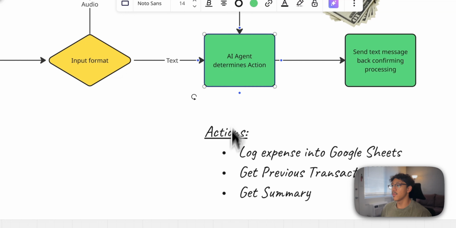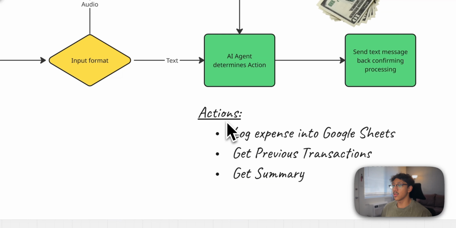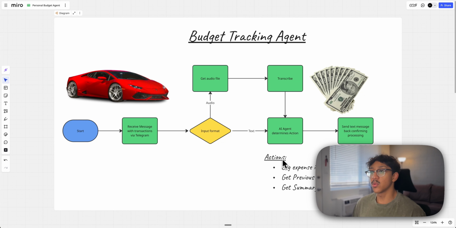So the agent's going to then determine the actions, and we're going to have the three following actions. We're going to be able to log the expenses into a Google Sheets. We're going to be able to get the previous transactions that we've logged, and we're going to be able to get a summary. The summary is just going to be how much we spent on a specific category on that specific month. And then we're just going to get that message back from the agent.